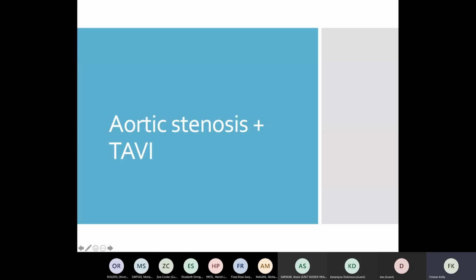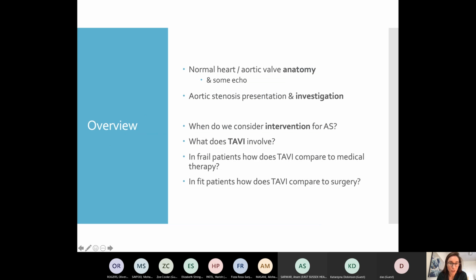Registers at the Conquest. And I'm just going to take you through a bit about aortic stenosis and TAVI. So what we'll do is cover some simple anatomy about the normal heart and aortic valve and a little bit of echo. Just bear with me. I'm going to start from a pretty basic level just because it's important to understand the simple things to appreciate how we go about doing TAVI.